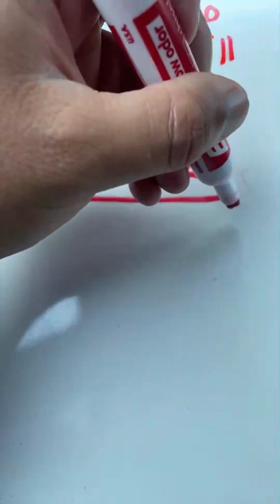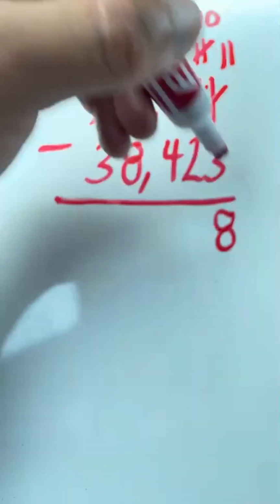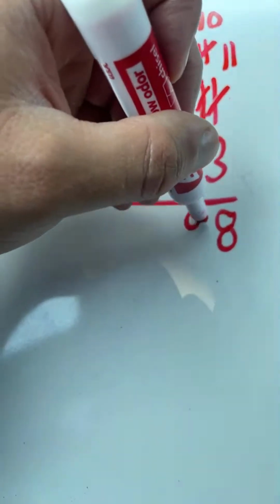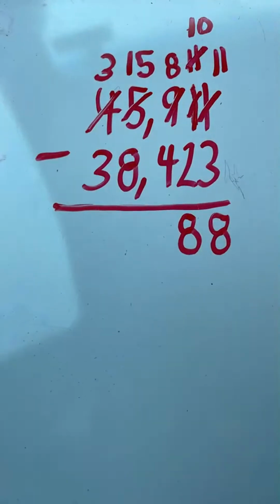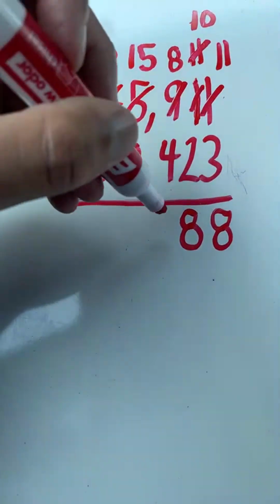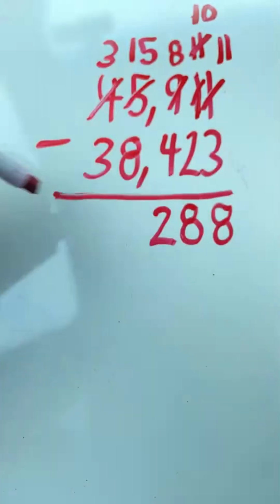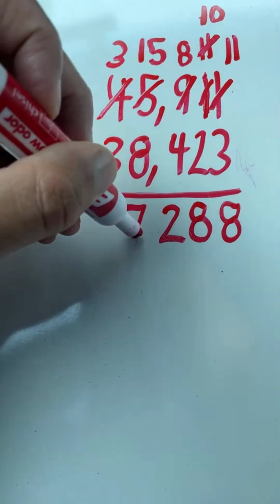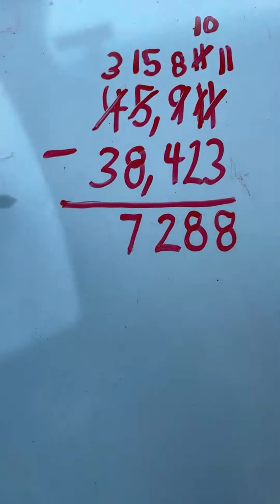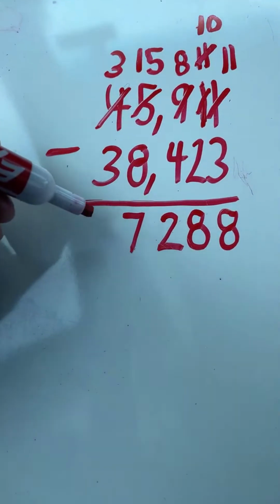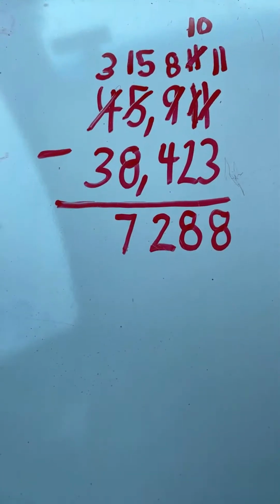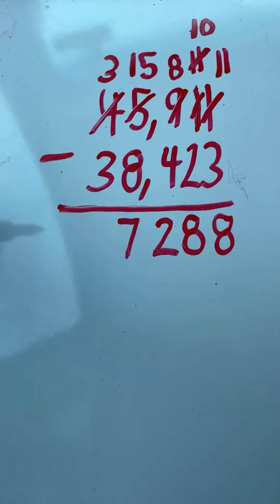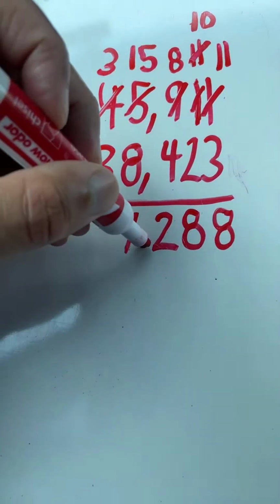11 minus 3 equals 8. 10 minus 2 equals 8. 8 minus 4 equals 2. 15 minus 8 equals 7. 3 minus 3 equals 0. We could put a 0 in the 10,000s place, or we could just leave it blank. Usually in a situation like that, I would just leave it blank.